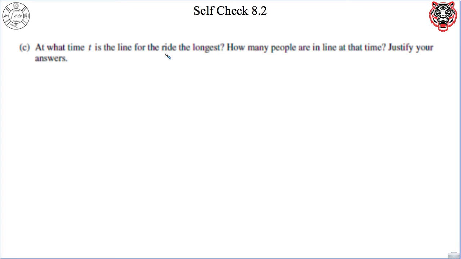At what time is the ride the longest? And how many people are at that time? And we need to justify the answers. Justify the answers comes from our table. All right, so we need to find initial conditions and CVs. So what CVs do we have? None. We don't have any CVs.